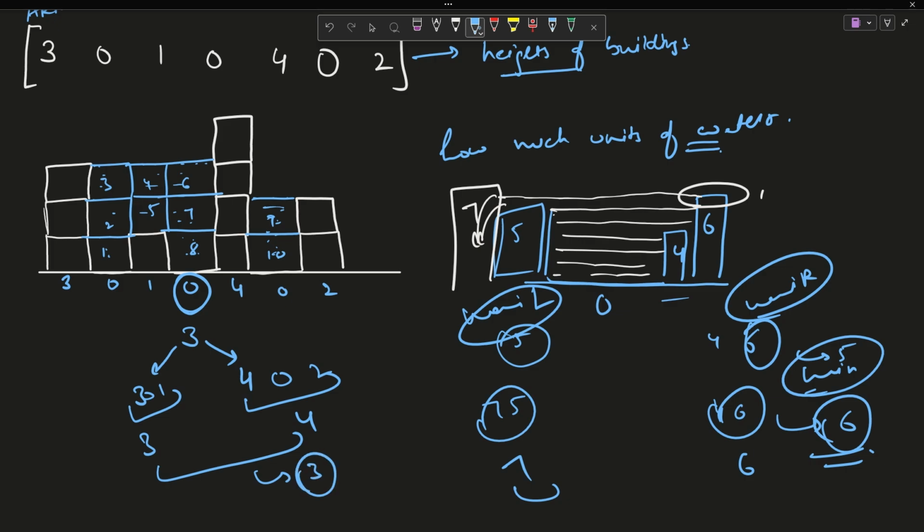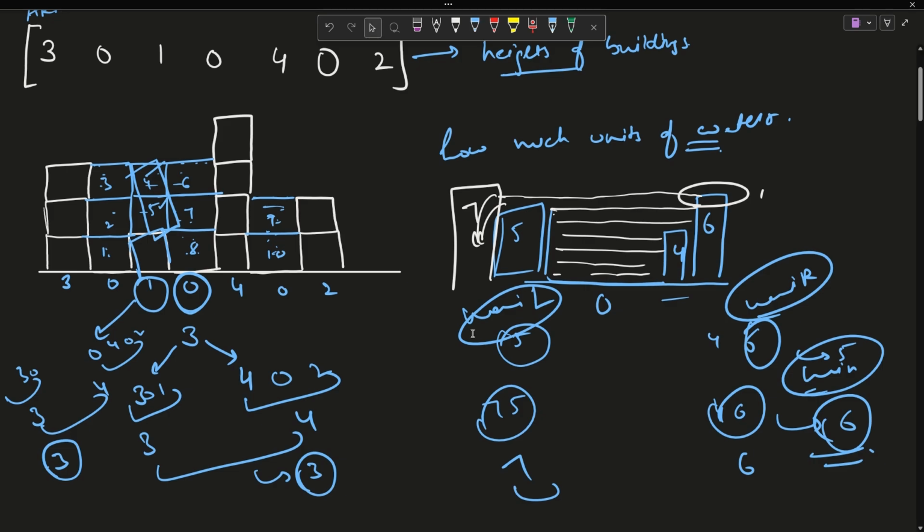But is that all? No. Let us see about this one, right? For this one, the configuration is 3, 0 here and 4, 0, 2 here. Maximum from the right is 4 again, maximum from the left is 3 again, right? Now, minimum of these two is 3. Okay, so what are the contributions here? We are only getting 2 units, 1 and 2. Why? Because 1 unit of water is being filled up by 1 itself.